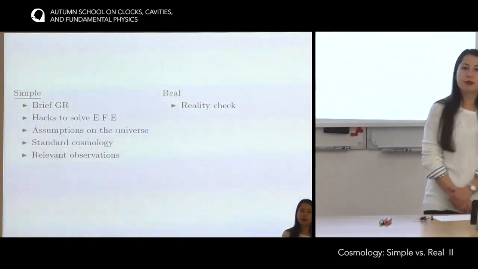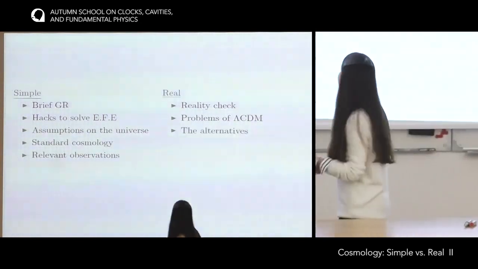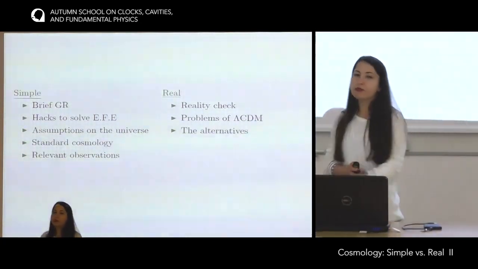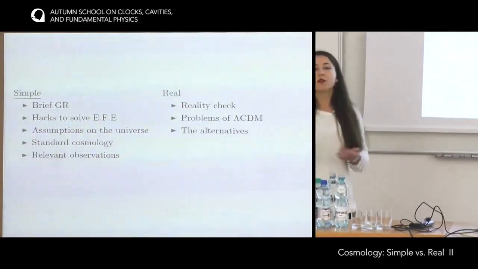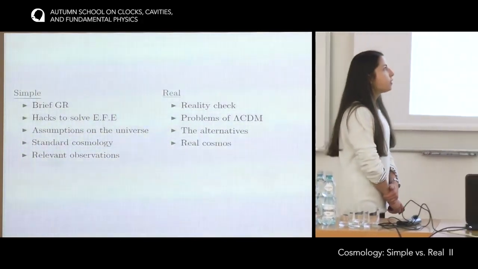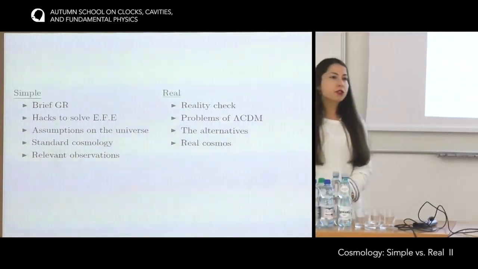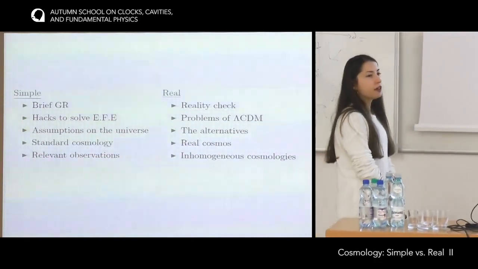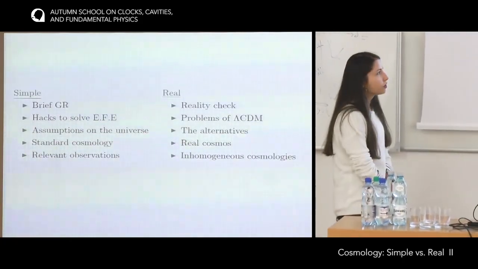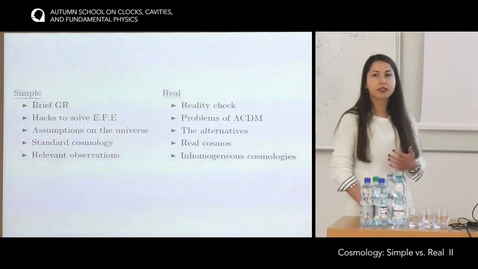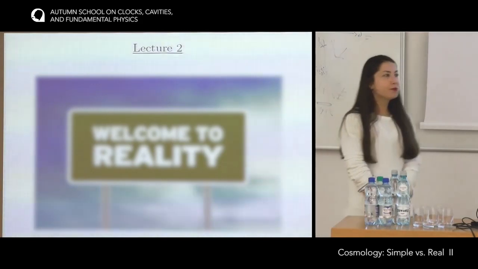So today we're going to have a reality check, and I'm going to talk about the problems of the lambda CDM, and then I'll give a brief review of the alternatives, like modified gravity, how to modify GR or the cosmology in general. And I'll talk about the real cosmos, how the universe really looks. And this will give a motivation for a viable alternative to the standard cosmology, which is inhomogeneous cosmologies. I'll give a brief summary of the concepts and the mathematical constructions about that. So, okay, lecture 2.